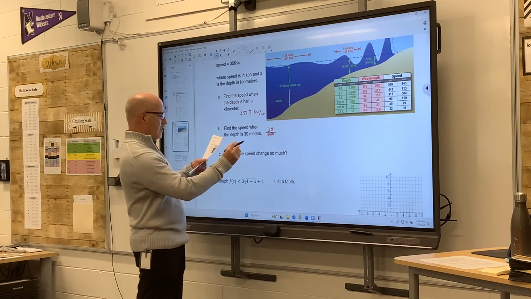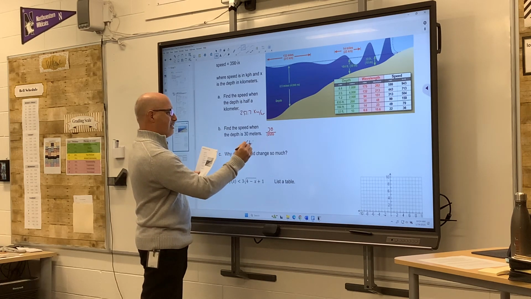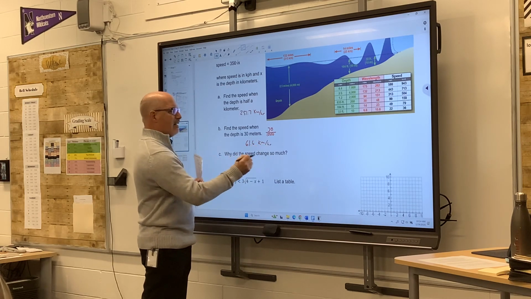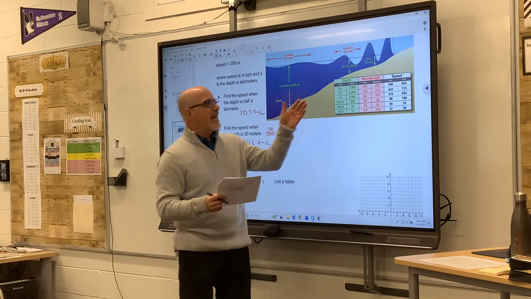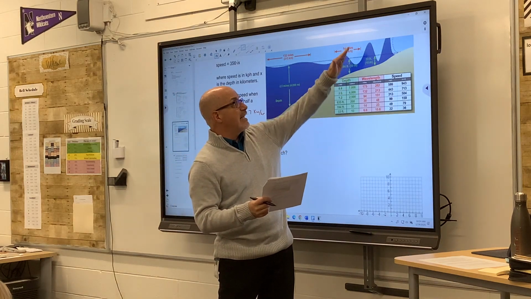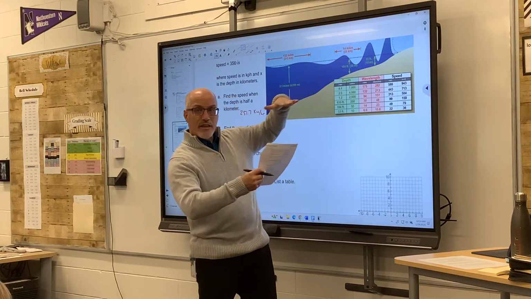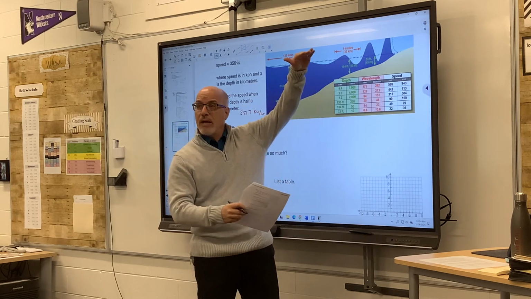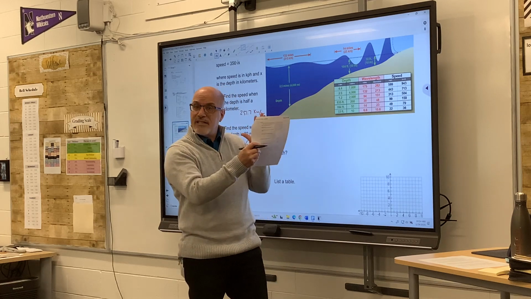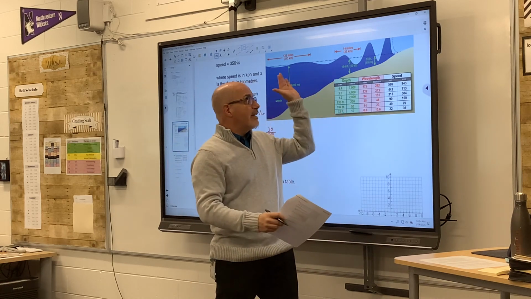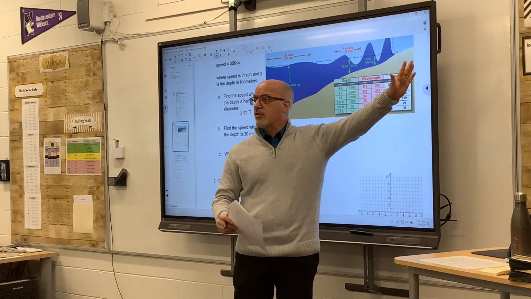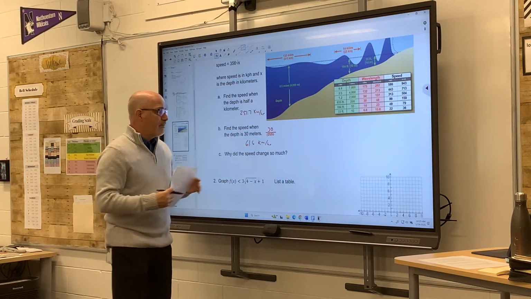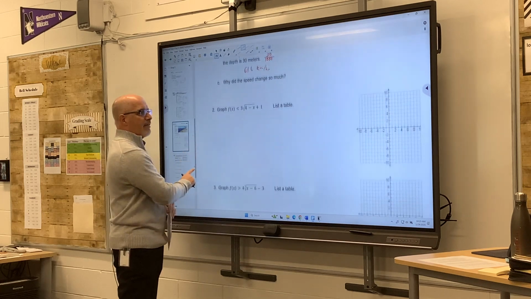And when you do it, you would get 61.6 kilometers per hour. This last one, why did the speed change so much? Notice that as the depth gets less, the width of the wave gets smaller, condenses, whereas the height of the wave gets taller. So the width is going to approach faster because the wave's not quite as wide. Okay? All right, now let's do this graph here.